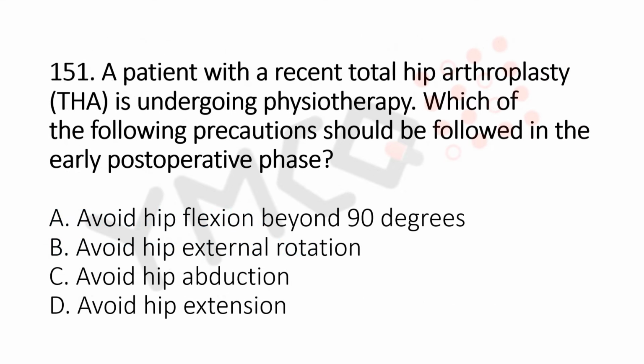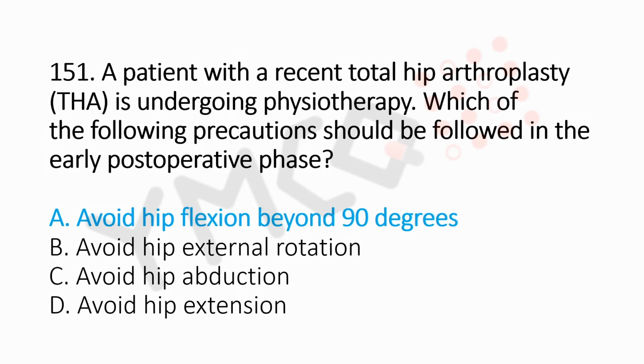A patient with recent total hip arthroplasty (THA) is undergoing physiotherapy. Which of the following precautions should be followed in early post-operative phase? Option A, avoid hip flexion beyond 90 degrees. Option B, avoid hip external rotation. Option C, avoid hip abduction. Option D, avoid hip extension. And the answer is Option A, avoid hip flexion beyond 90 degrees.